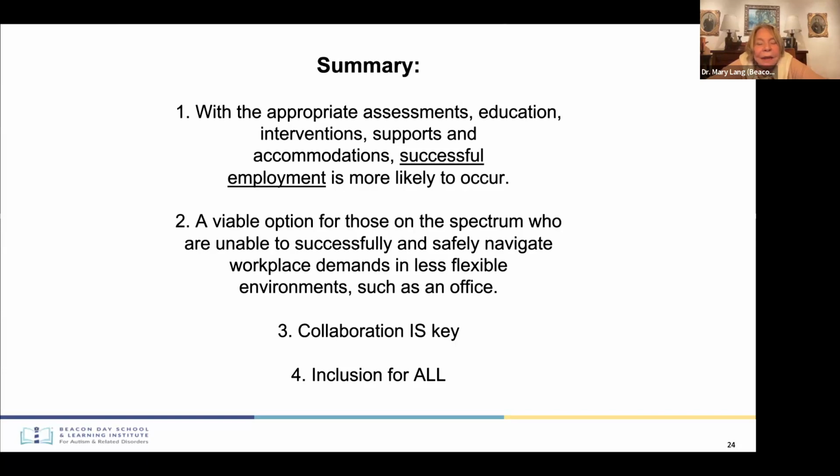Okay, and the last thing is inclusion, collaboration, and being involved in your community is for all. It's not just for me or for individuals who don't have a disability or a complication of some kind. And I want to encourage you, because the sky is the limit.